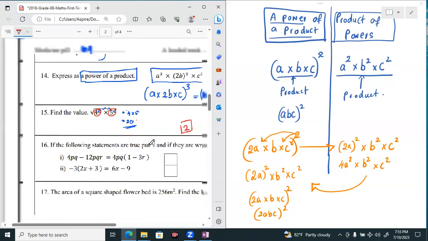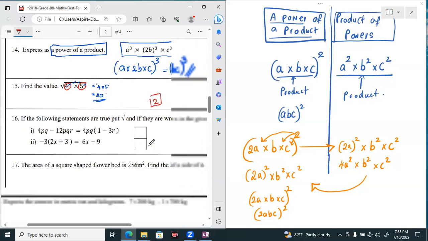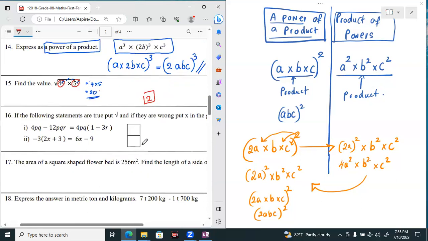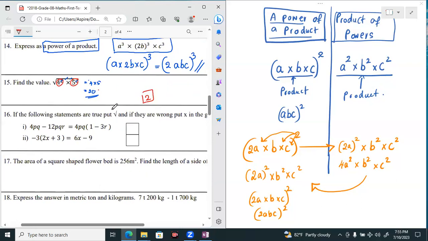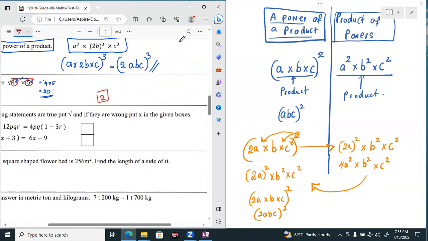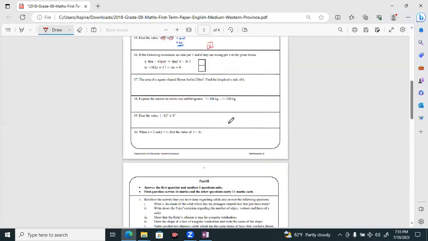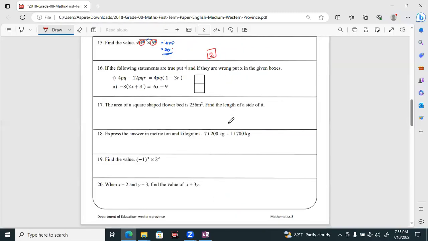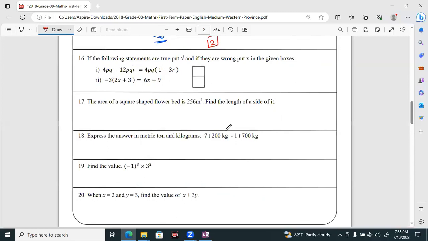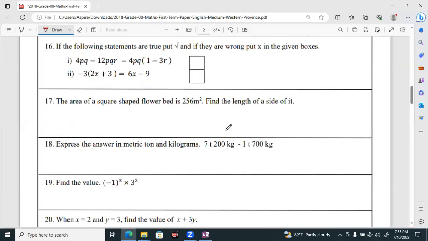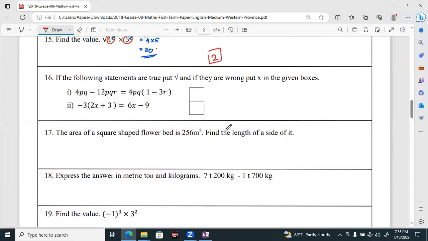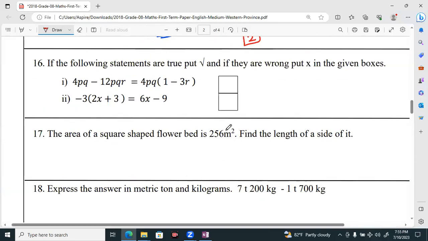Okay, let's move to the 16th question. If the following statements are true, put a correct mark, and if they are wrong, put a wrong mark in the given boxes. Now here, though it looks like both are algebraic expressions, these two questions are not based on algebraic expressions only. Algebraic expressions වලින් නෙවෙයි තියෙන්නේ.